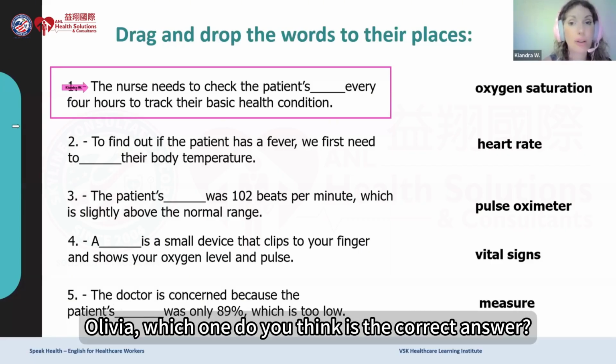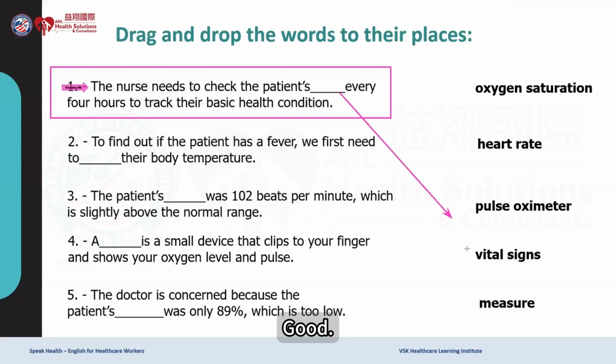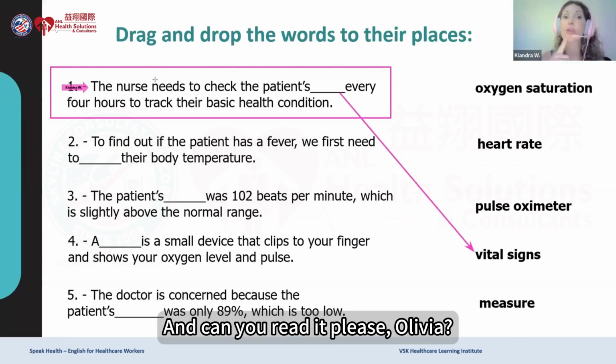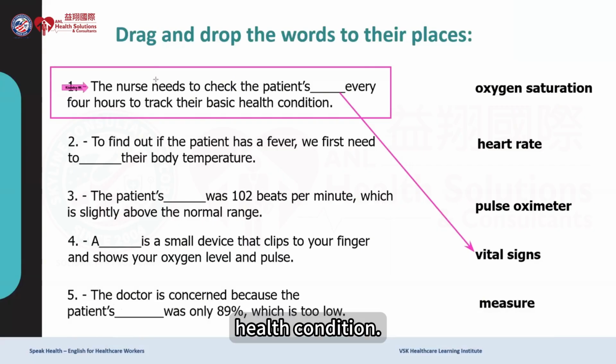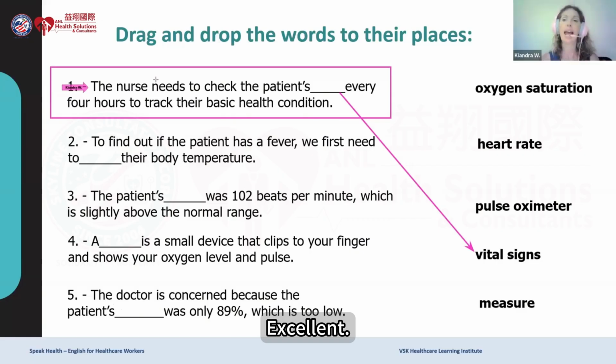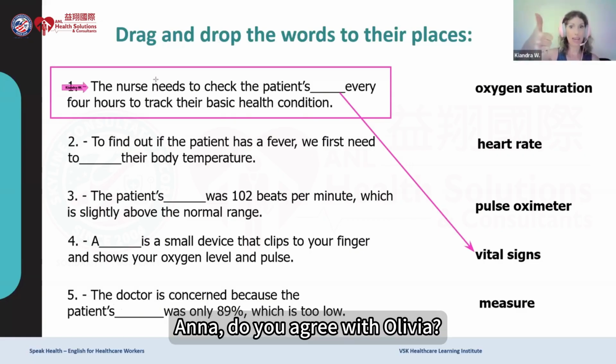Olivia, which one do you think is the correct answer? Vital signs. Good, excellent. And can you read it, please, Olivia? The nurse needs to check the patient's vital signs every 4 hours to track their basic health condition. Excellent, excellent.